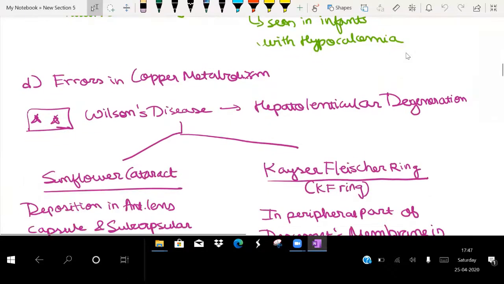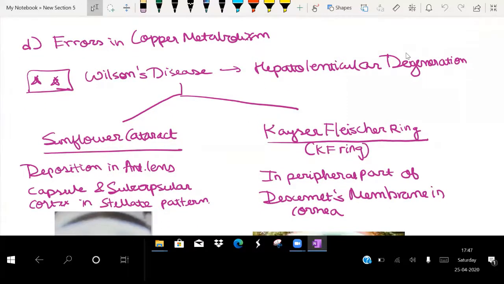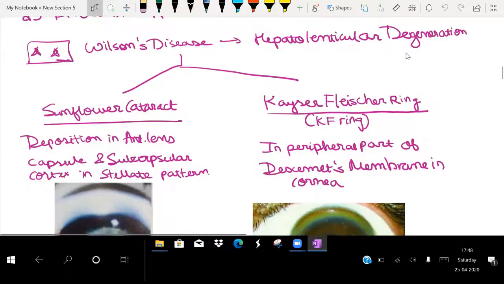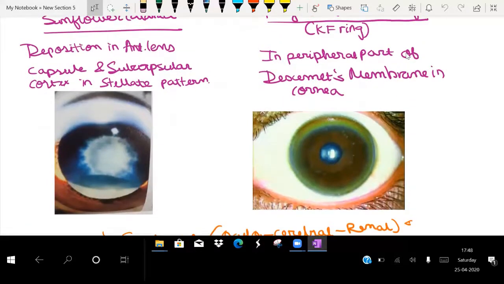The fourth important one is the errors in copper metabolism, which is Wilson's disease. Wilson's disease is basically a hepatolenticular degeneration. Two things that we see in the ocular effects of Wilson's disease are a sunflower cataract, where we can see the deposition of copper in the anterior lens capsule and the subcapsular cortex in a stellate pattern, and the KF ring, which is the Kayser-Fleischer ring. It's seen in the peripheral part of the Descemet's membrane in the cornea. Here in the image we can see the sunflower type of cataract and the KF ring, which is a golden brown ring.